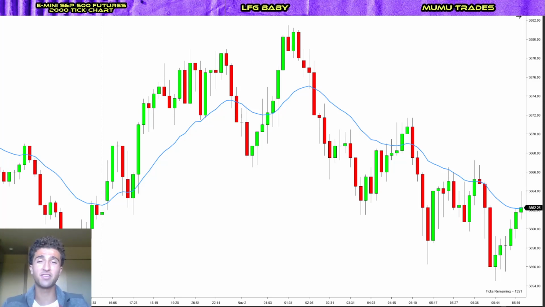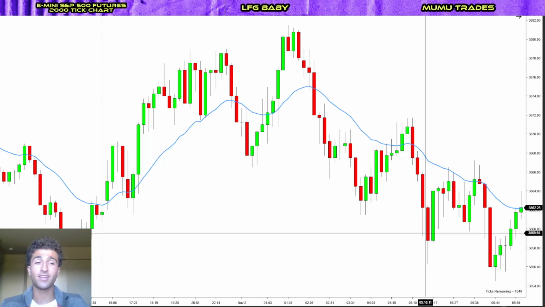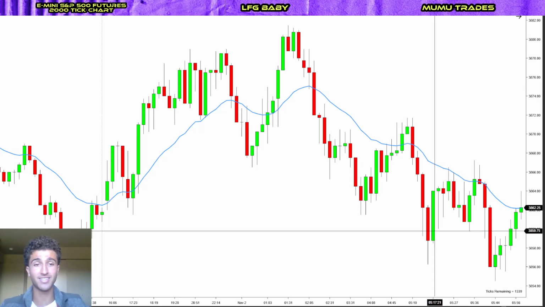We're looking at S&P 500 futures, and I'm going to be taking you bar by bar and spotting the setups as I see them printing on the chart. So let's get into it.